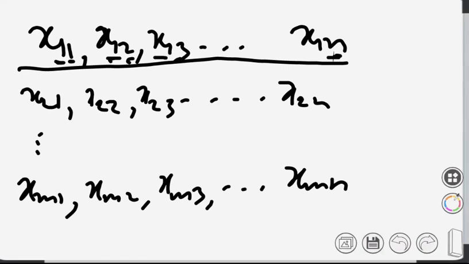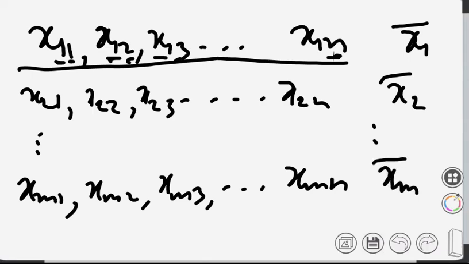Either it is simple random sampling with replacement or without replacement, doesn't matter, but each sample will have n elements and there are m samples. Now I'll denote the sample mean of the first sample as x1 bar, the second sample as x2 bar, and so on, finally the mth sample as xm bar. I think we have denoted the mean as bar.